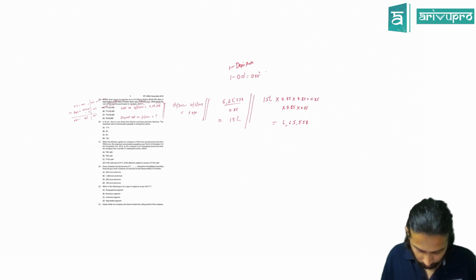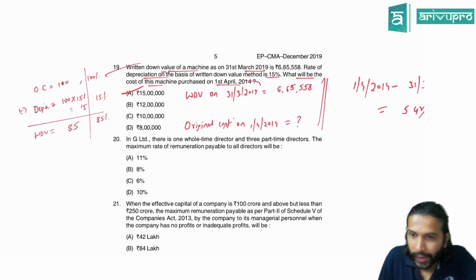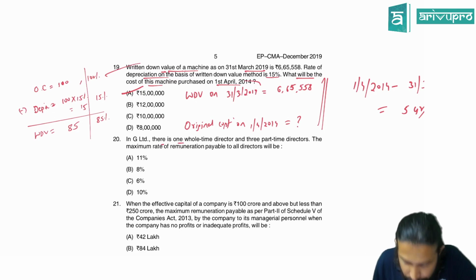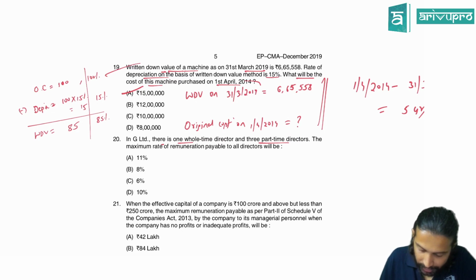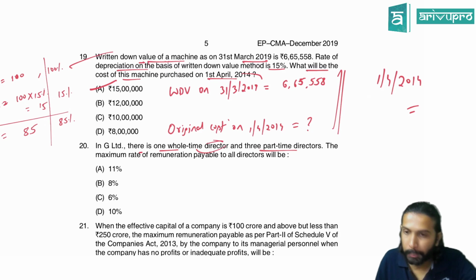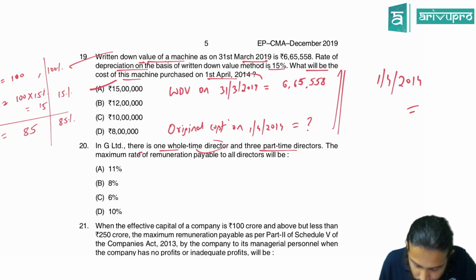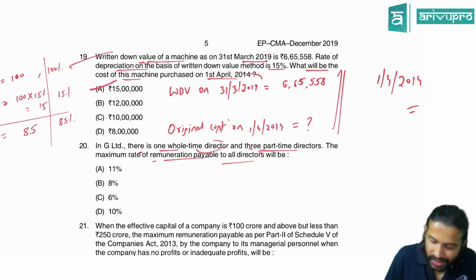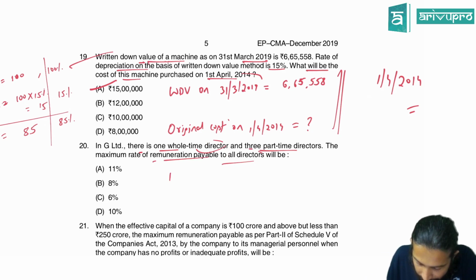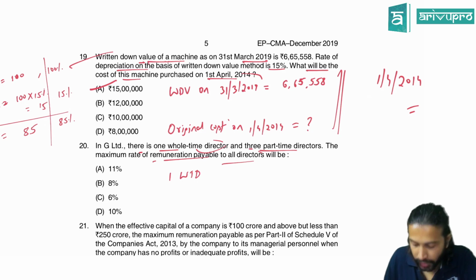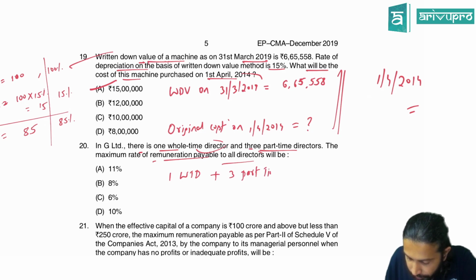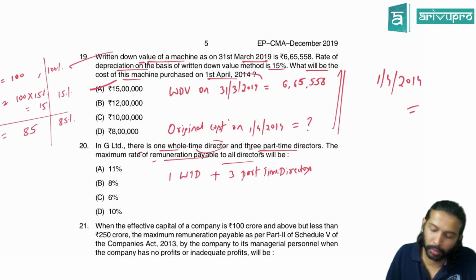Okay. Next question, question number 20. In G Limited, there is one whole-time director and 3 part-time directors. The maximum remuneration payable to all these directors is how much? The company has 1 whole-time director and 3 part-time directors. They are asking, to all these people put together, what is the maximum remuneration you can give?